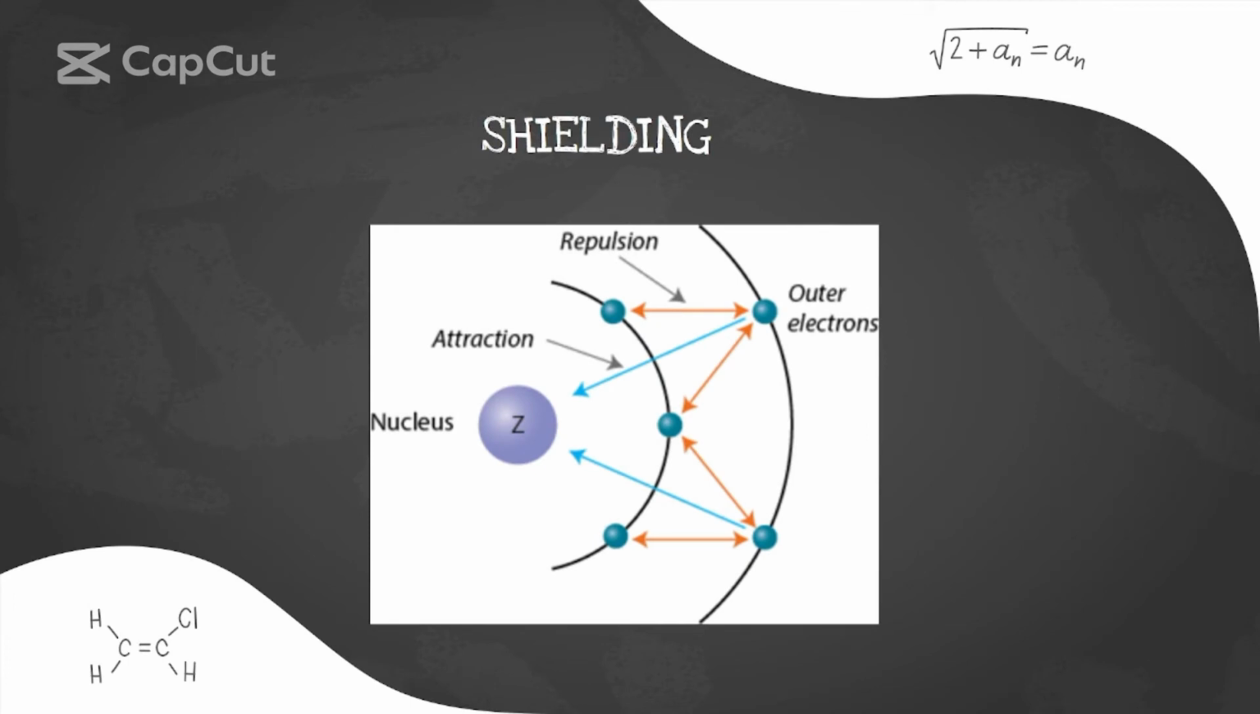Shielding. Shielding is the process by which the attraction of valence shell electrons to the nucleus is reduced by the presence of the inner shell electrons. This is due to the repulsion forces of like charges between the valence and inner shell electrons. The larger the atomic radius, the greater the shielding effect, as it increases the amount of inner shell electrons. And this drawing basically shows how the outer electrons are repelled by inner electrons.